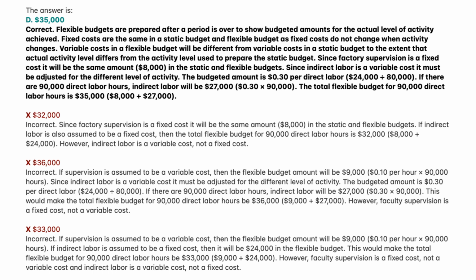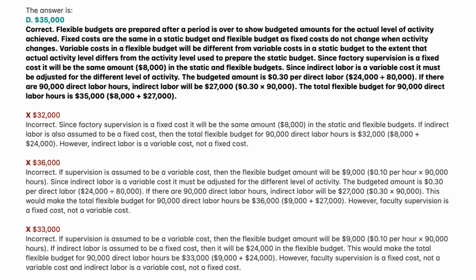$35,000. Correct. Flexible budgets are prepared after a period is over to show budgeted amounts for the actual level of activity achieved. Fixed costs are the same in a static budget and flexible budget as fixed costs do not change when activity changes. Variable costs in a flexible budget will be different from variable costs in a static budget to the extent that actual activity level differs from the activity level used to prepare the static budget. Since factory supervision is a fixed cost, it will be the same amount, $8,000, in the static and flexible budgets. Since indirect labor is a variable cost, it must be adjusted for the different level of activity.